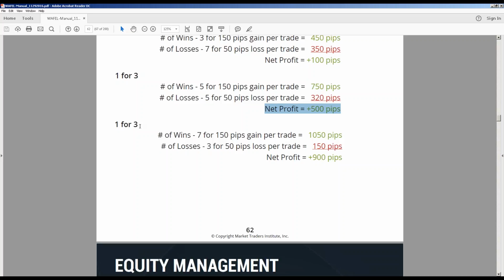If I stick to a 1-for-3 risk reward ratio and I win 7 out of every 10 trades and I make 150 pips on a trade, I'll be up with 1,050 pips. And if I have 3 losses but I lose 50 pips on a losing trade, I will be down with 150 pips. And I'll walk away with a net profit of 900 pips.